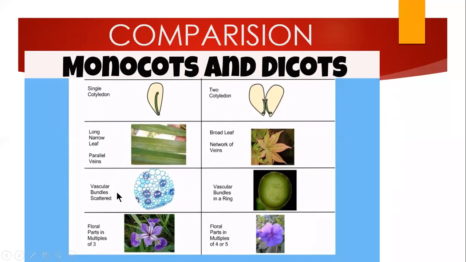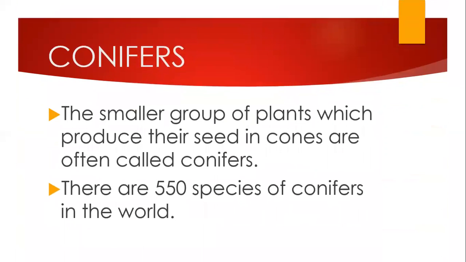Vascular bundles means the parts which provide food and water to the plants, and vascular bundles are in the form of a ring in dicots. And the last part is their floral parts: in monocots, flowers are divided into multiples of three, and in dicots, floral parts are divided in multiples of four and five. So these are the major comparisons between monocots and dicots.